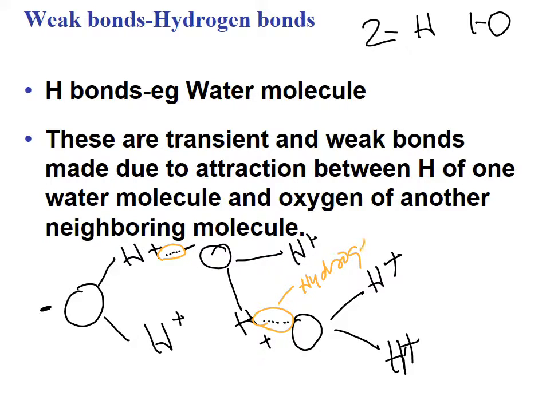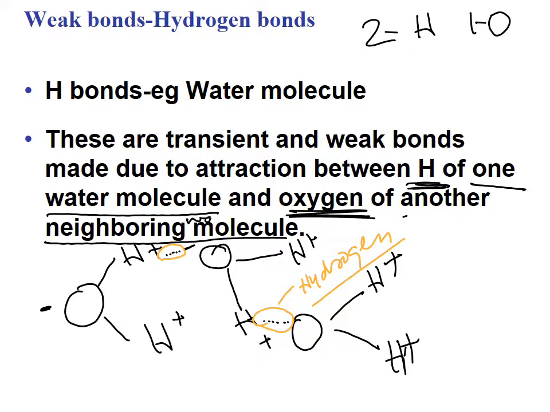Please be mindful. A lot of times when I ask what is a hydrogen bond, my students say a bond between 2 hydrogens, or a bond between oxygen and hydrogen. And that is not accurate. Why? You have to explain that it is a bond between the hydrogen of one water molecule and the oxygen of another neighboring water molecule or any other compound. So this kind of bonding is a hydrogen bond.